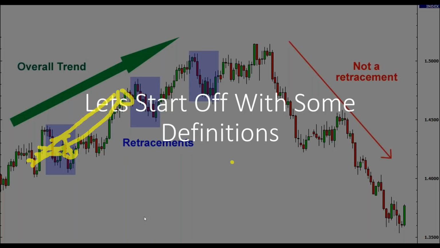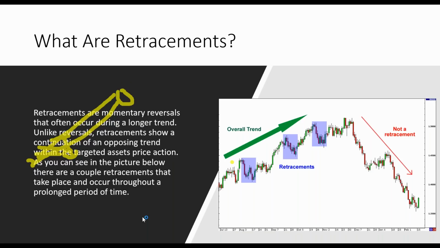Now, let's start out with some basic definitions. Retracements are momentary reversals that often occur during longer trends. Unlike reversals, retracements show a continuation of an opposing trend within a targeted asset's price action. So as you can see in the picture here to the right, there are a couple of retracements that take place throughout a prolonged period of time. Push, ease, push, ease, push, ease.